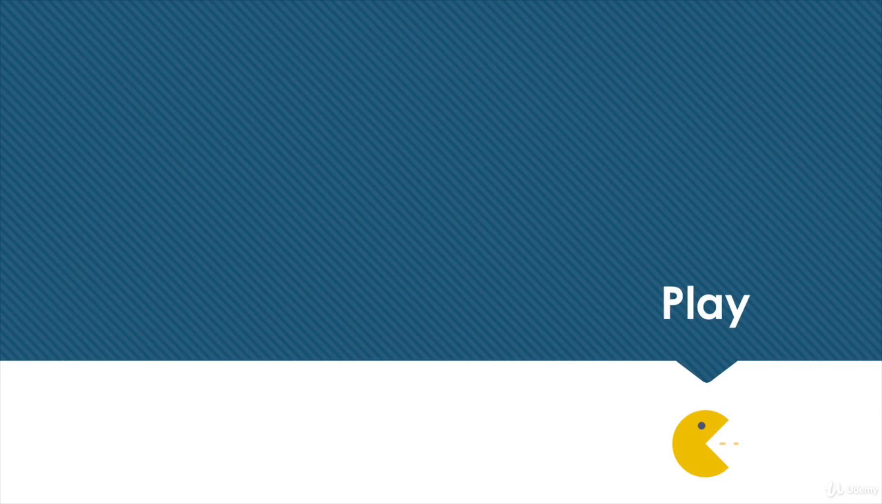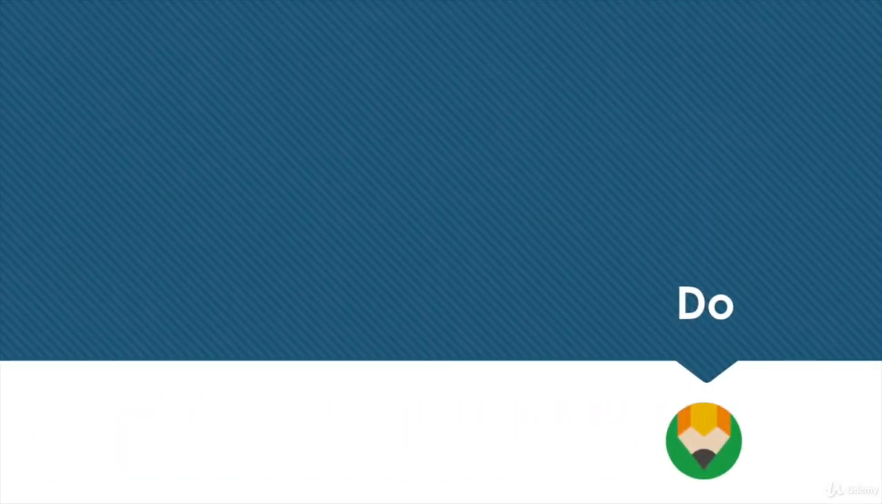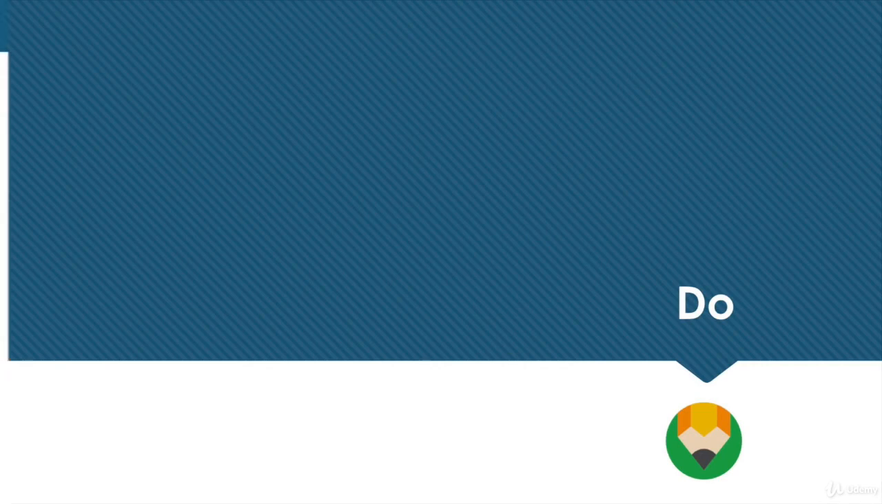So now that we've learned two very powerful tools to deal with dates, let's put on our category manager hats again and think through some of the use cases and how we can put these tools to work. Say we want to look at total sales by week, when product selection was created by date, or the total traffic to our site by week or even month or quarter, whatever we want really. Let's now go ahead and put these tools to use in a live scenario.